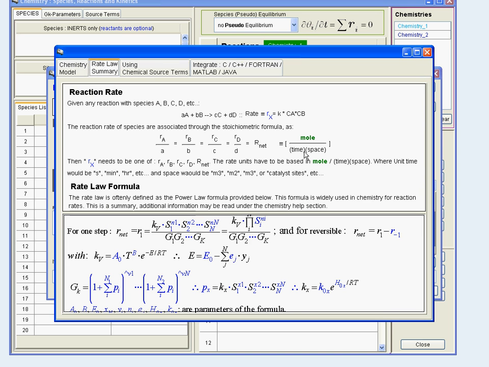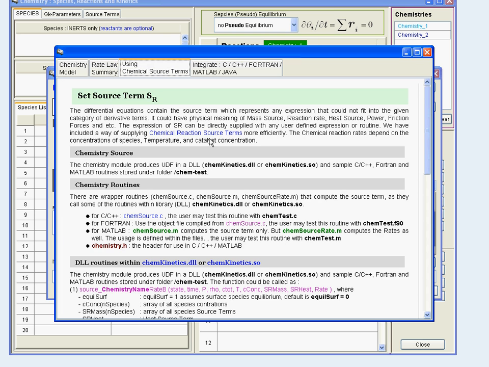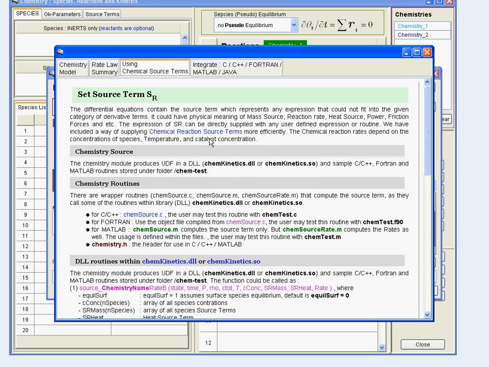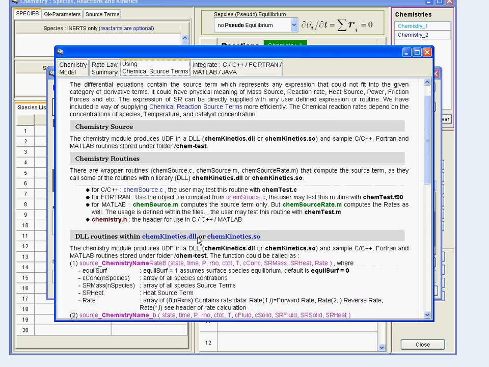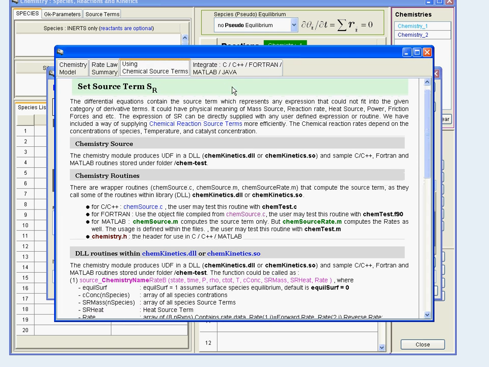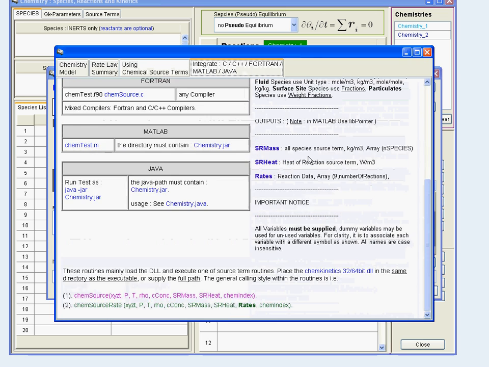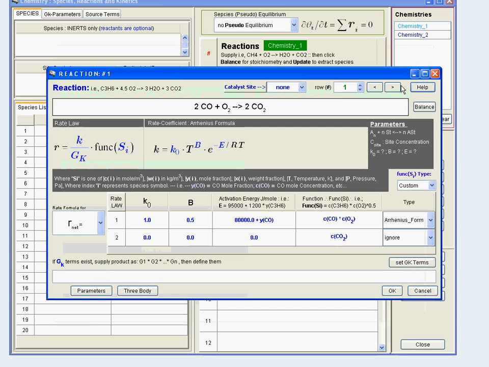The other one is that after we enter that and compile, CKFluidSoft will generate a DLL, or dynamic link library, that can be used in C++, Fortran, MATLAB, and even inside Java. So this is what we get from there, and this is how one can use this code to then supply the rate data inside.